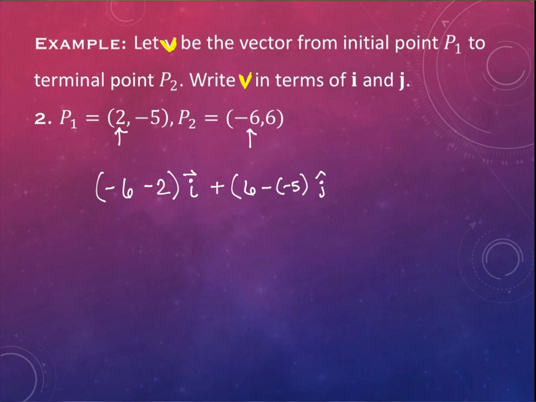So if we have this vector, and this vector is defined in our directions as vector V, this is how we find it. So this would be the -8 I. And then y'all just told me I left off parenthesis, and it's 11J, like so.